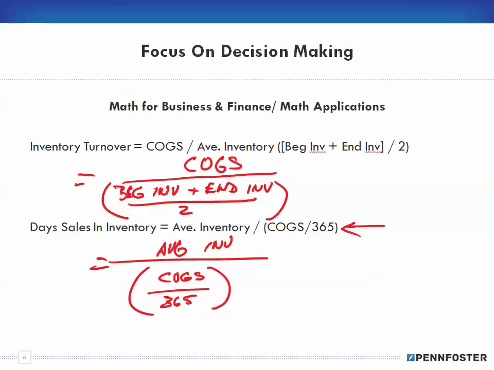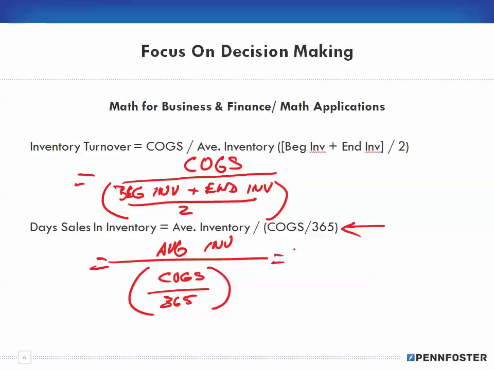Obviously, the parts that you need for average inventory are beginning and ending inventory. And you know what cost of goods sold is; we just discussed that. But we're dividing our cost of goods sold by 365 first. That's in the denominator. And then we take whatever we get for that and we divide that into the average inventory. The purpose behind this ratio is that it compares what we sell in one day to how much inventory we own on average during the entire year.